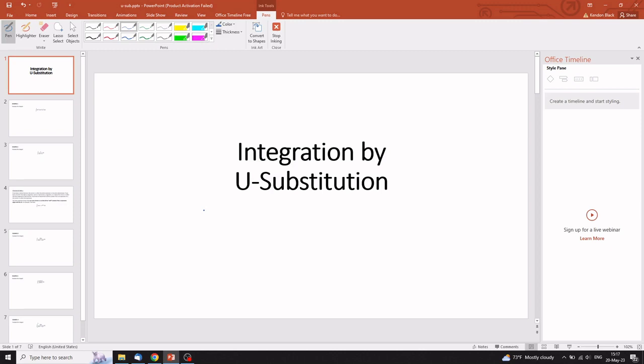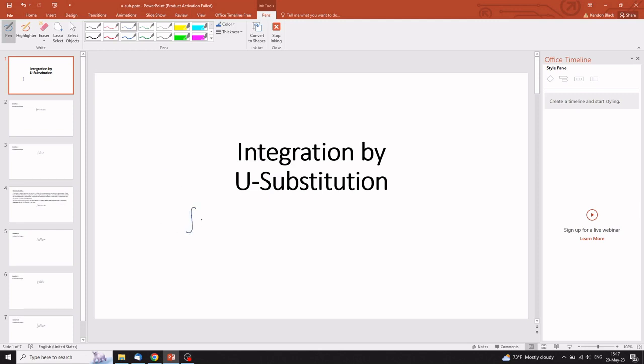Hi everyone. So today we're going to talk about integration by U-substitution. At this point in your calculus career, you should only know how to integrate when the integrand is a known derivative of some other expression.